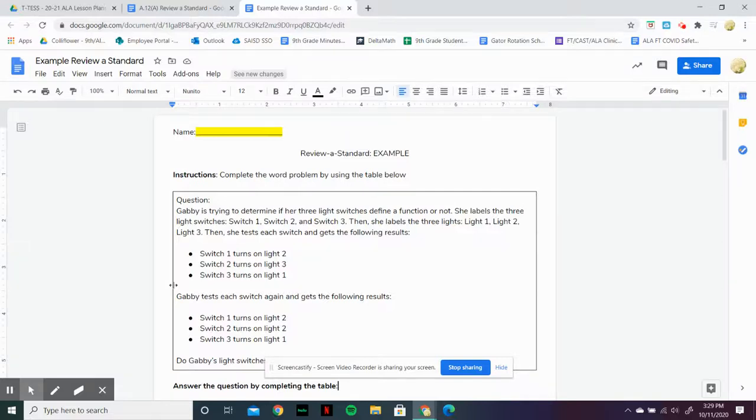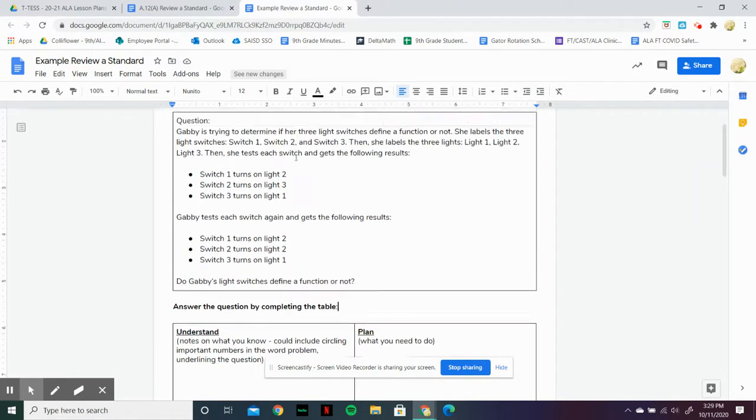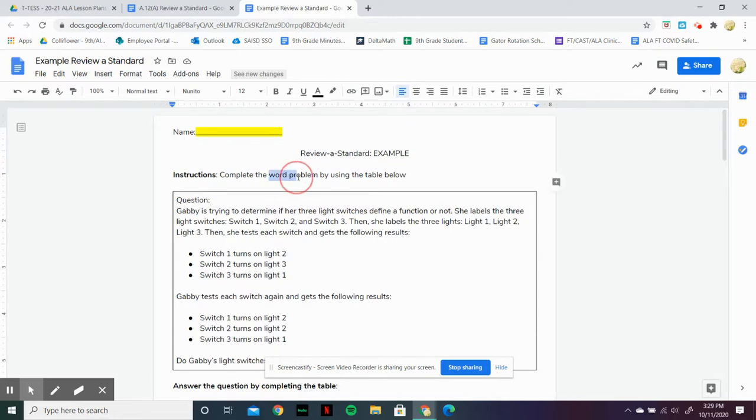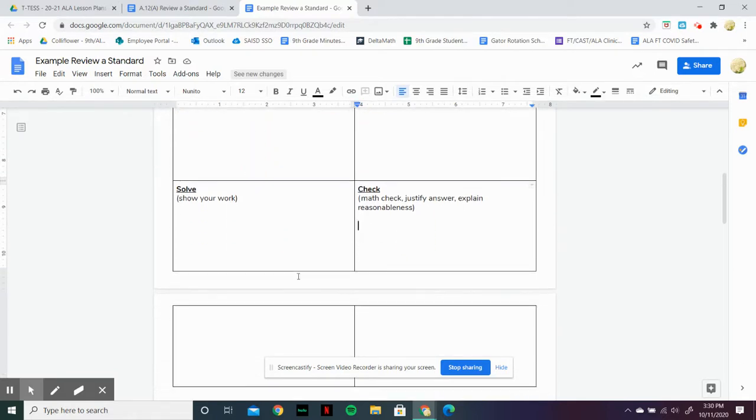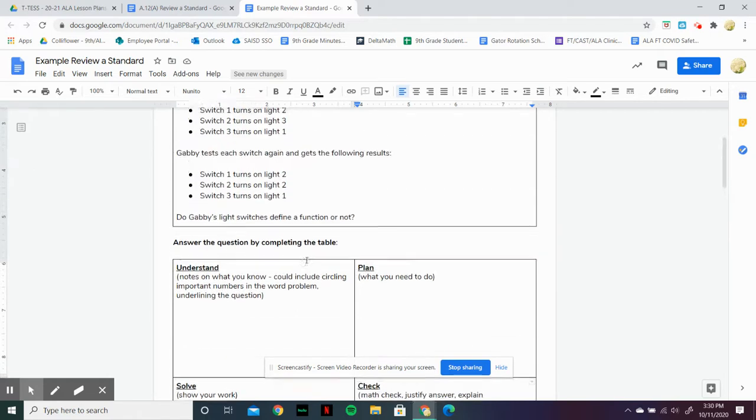Hello. In this video, I'm going to do an example of a Review a Standard. In the Review a Standard assignment, what you're going to do is answer a word problem by using the table below. And the table below is these four squares. You may have seen this before in your middle school math class.